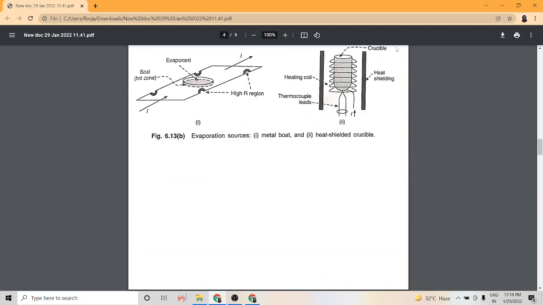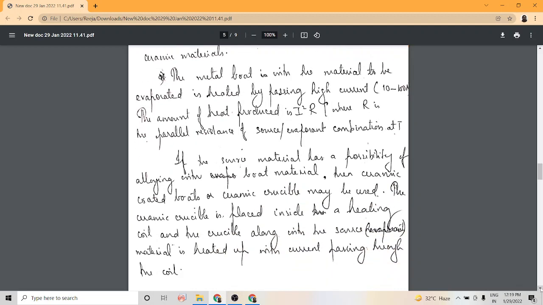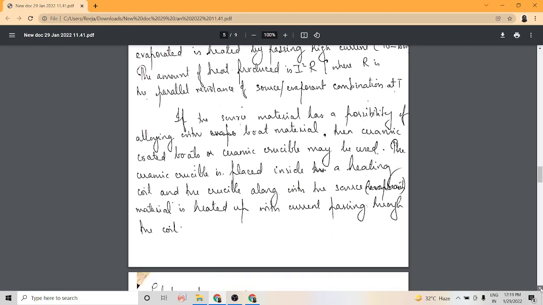This is the ceramic crucible, and this is the heating coil, and the material to be heated is placed inside the crucible. Now the crucible and the material to be deposited get heated when current passes through the coil, and the deposition material gets vaporized, condenses and gets deposited on the substrate. So this much about the thermal evaporation technique.